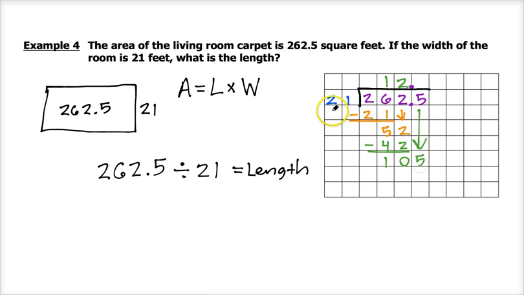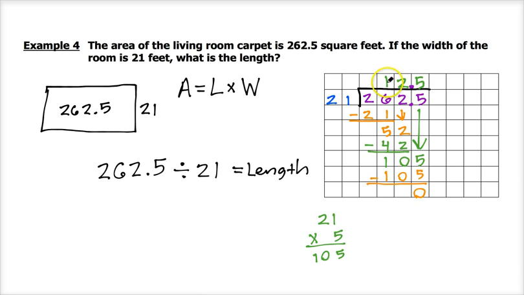And I can bring down my 5, and now I need to take 21 into 105. Well, 20 will go into 105 five times, so let's see what 21 times 5 would be. 21 times 5 is exactly 105, so that means I can put a 5 up here in my quotient. It's going to the right of my decimal point, so this means I have a 12.5 in my quotient. And when I multiply now and subtract, I get 0 at the end.